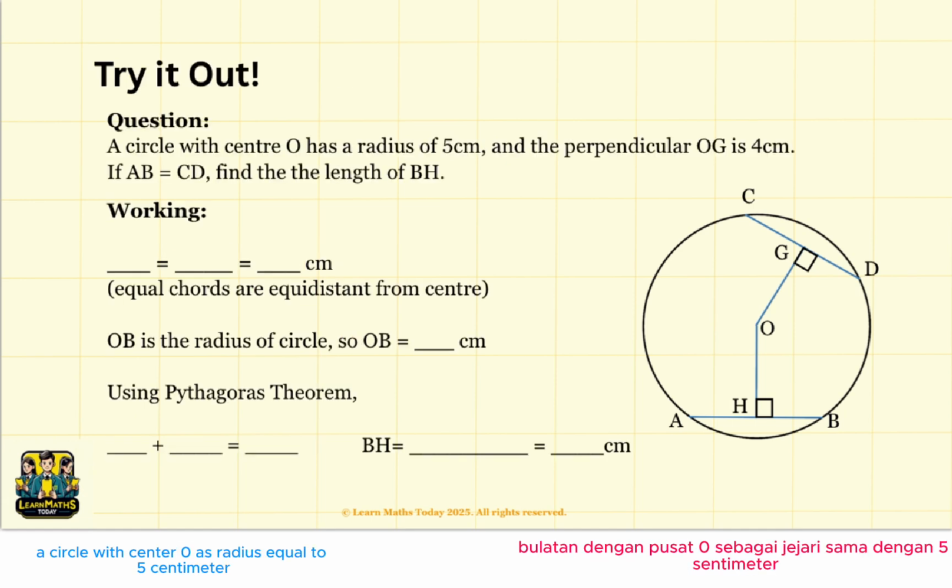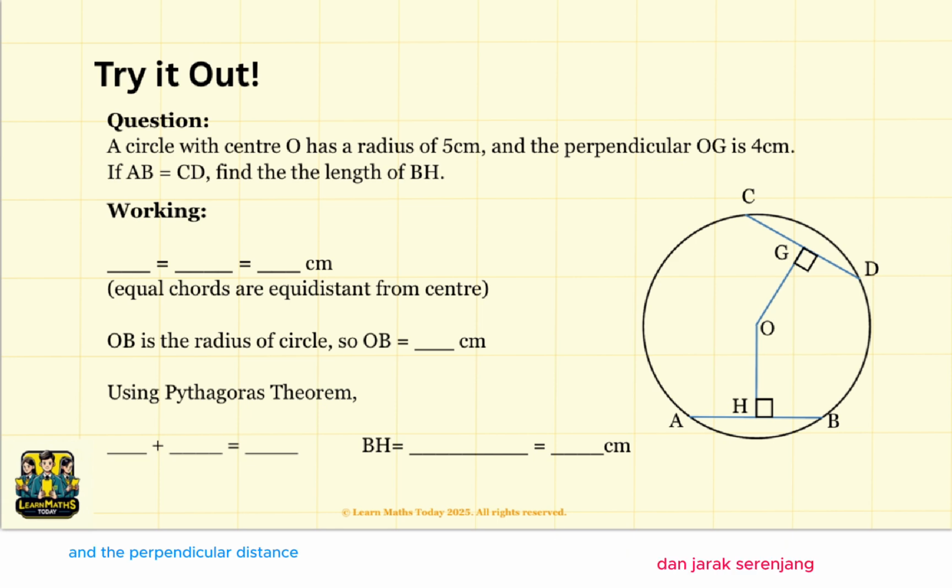For this question, a circle with center O has radius equal to 5 cm, and the perpendicular distance from the center to the chord CD is OG, which is 4 cm. If AB equal to CD, find the length of BH.